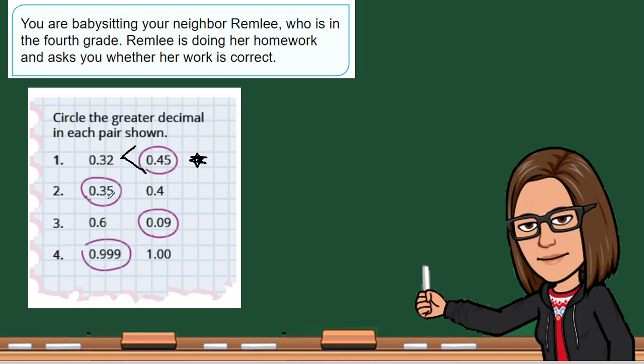So if we look at this one, it's got two numbers behind the decimal place here, 1, 2. But this one's only got 1, so we have to add a 0. But when you look at it, 35 is less than 40. Ooh, she did not do that one right because it should be the 0.40.